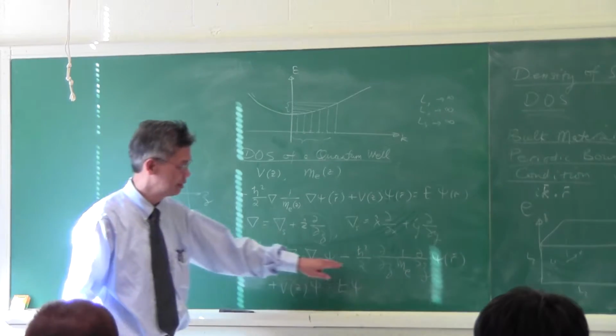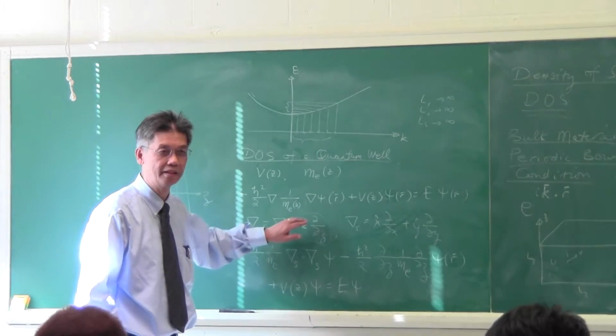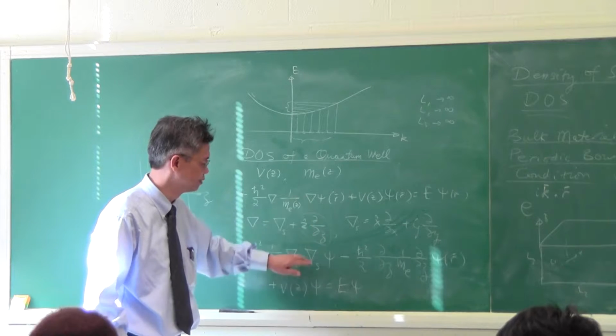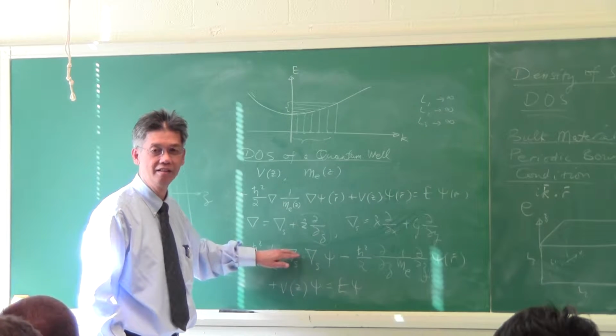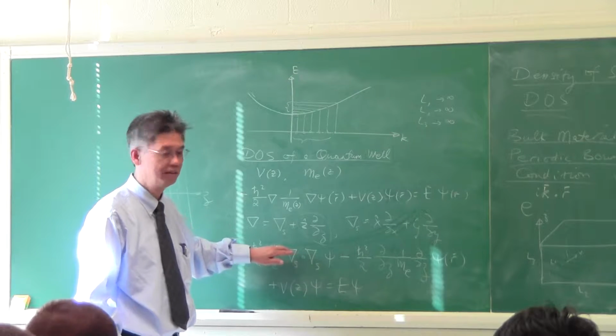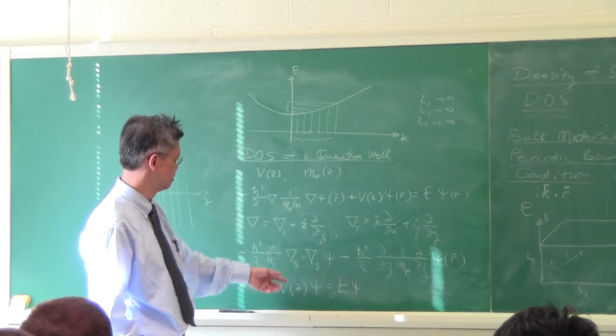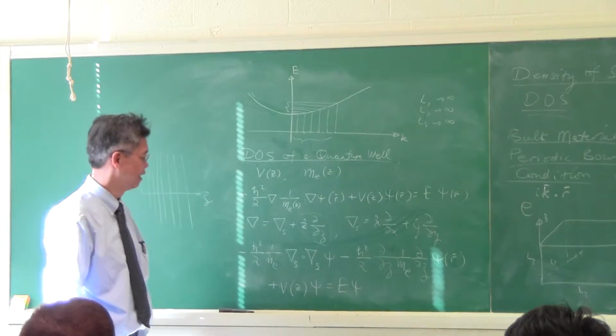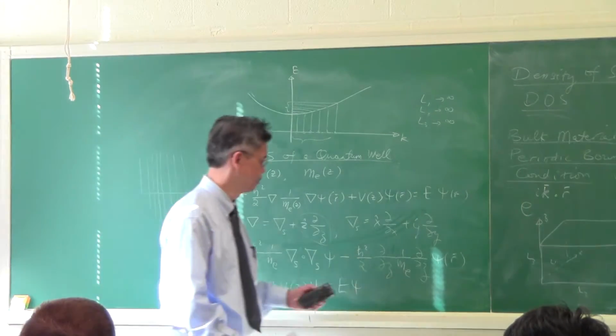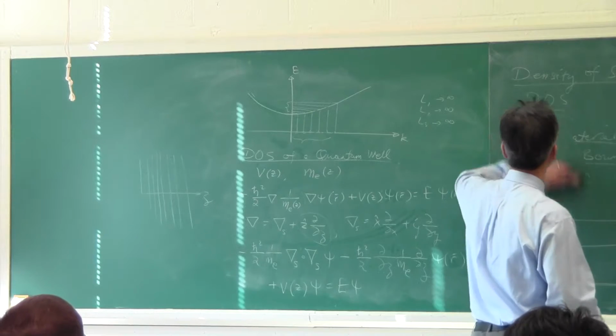Do you want me to show this in somewhat more detail, or can you agree going from here to here? I don't need to show you the details, right? Can you accept that if you substitute this into the above, I get two terms? The partial z term will have the effective mass still sandwiched in between the derivative operators.